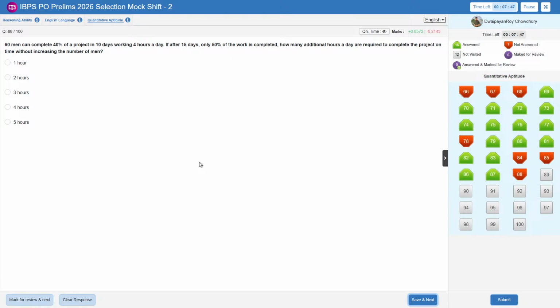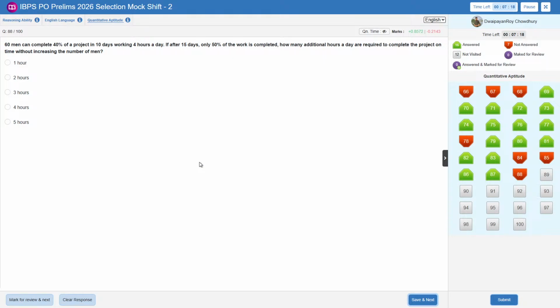60 men can complete 40% work in 10 days. 40% means 2 by 5. So 25 days. 60 men can do 25 days for 4 hours. Okay, so after 15 days, 50% work is complete. And only 50% work is completed. For 15 days, only 50% work is completed. This is the total work.